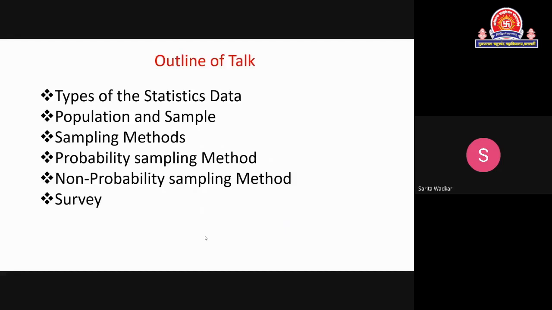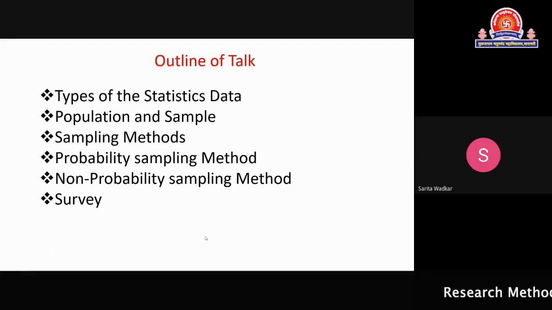So, students, today our outline of talk is types of statistical data, population and sample, sampling methods, probability sampling methods, non-probability sampling methods, and survey. All these topics are related to research.